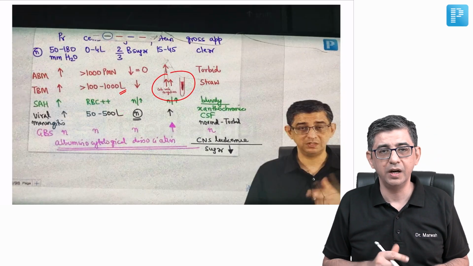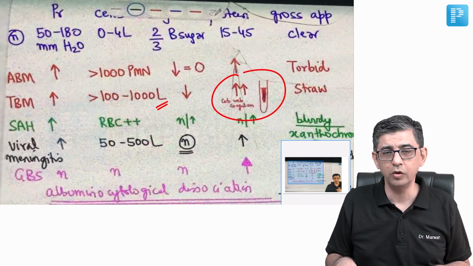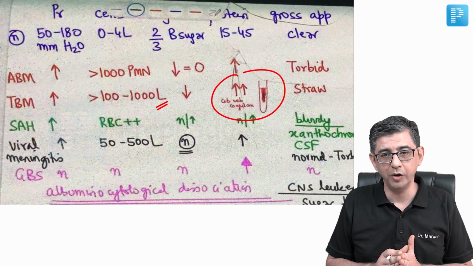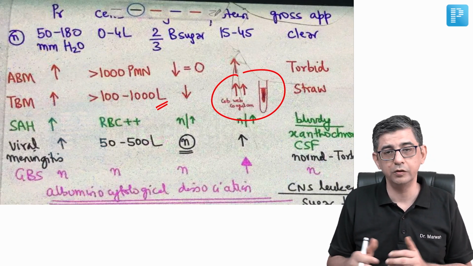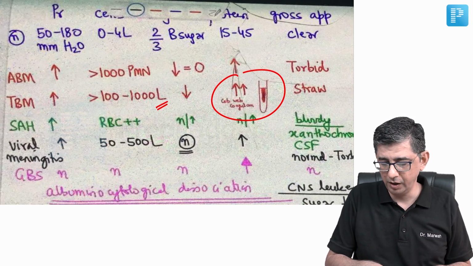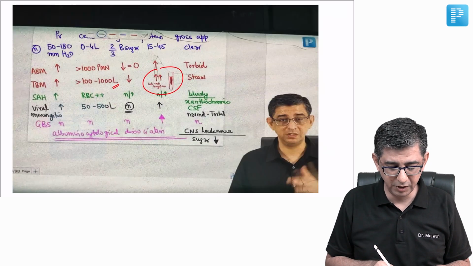And as I've always highlighted, whenever the sugar values are dramatically low and there are neutrophils present, turbid CSF, it gives acute bacterial meningitis a priority. But in this case, with the presence of all the facts that I've said, the answer becomes, in my opinion, a relatively easier one to pick up as compared to the other questions that were asked.